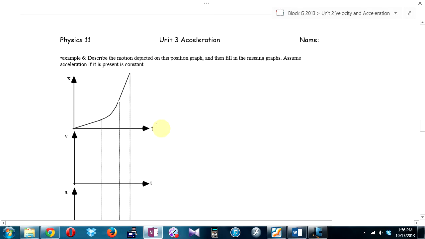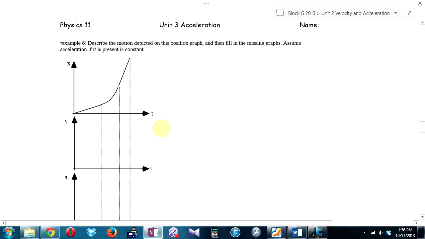Example 6 says, describe the motion depicted on this graph and then try and fill in the missing graphs. Okay, can you tell me, I'm seeing kind of 3 sections, yes? First section, what's happening? Direction. Forward. Steady speed or accelerating in the first section? In this section right here, I heard someone say accelerating. Can you tell me why it can't be accelerating? How do you know it's going at the same speed?